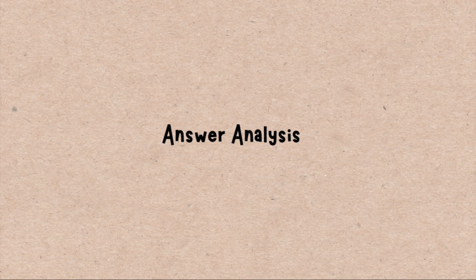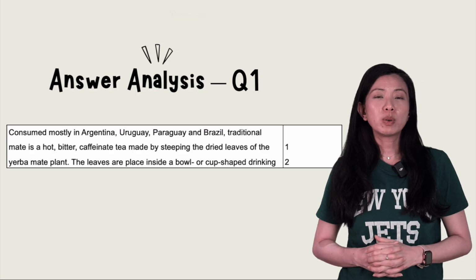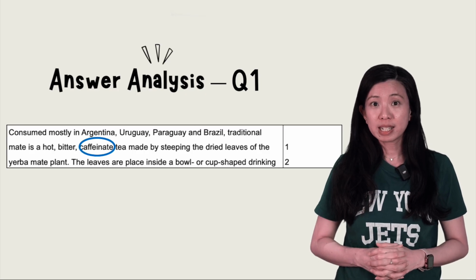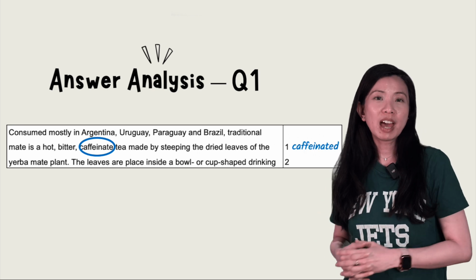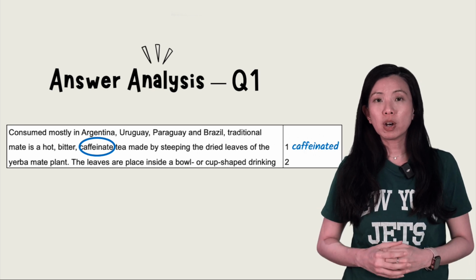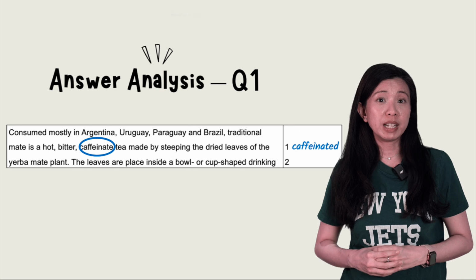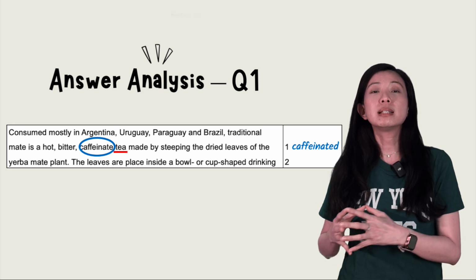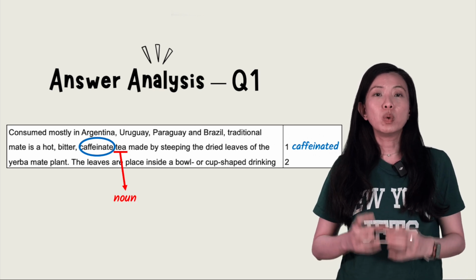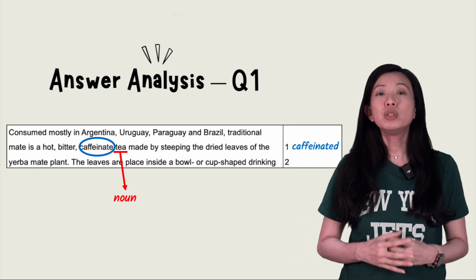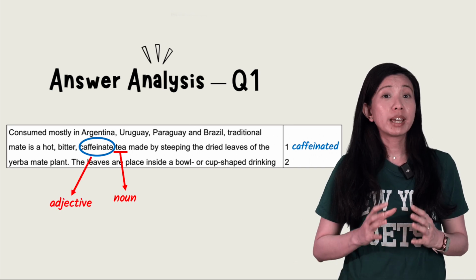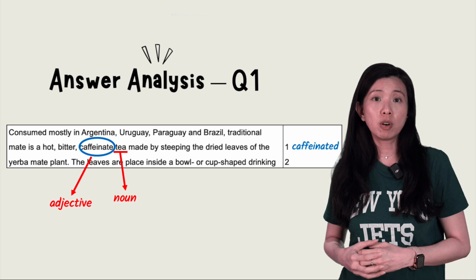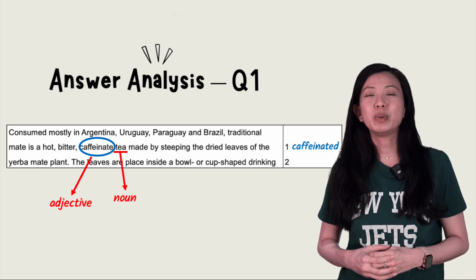So let's take a look at line 1. The error in line 1 is in the word caffeinate. The correct answer should be caffeinated. How I know this is because of the next word after caffeinate, which is tea. Now, tea is a noun, and whenever we use words to describe a noun, we need to use an adjective. Therefore, caffeinate should be in the adjective form, which is caffeinated with the D.